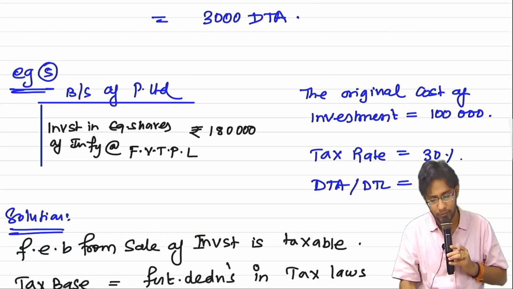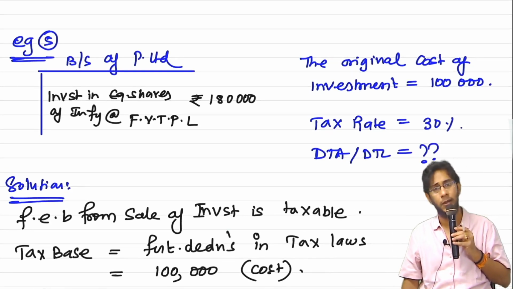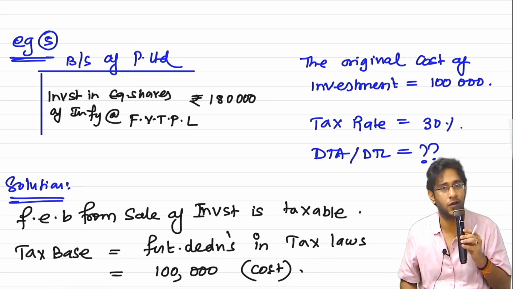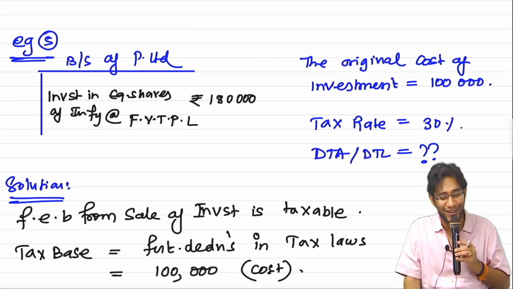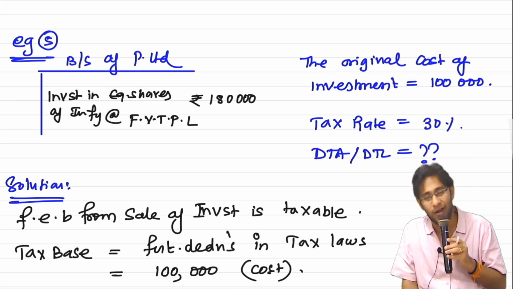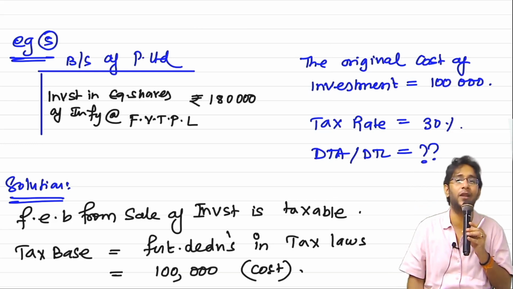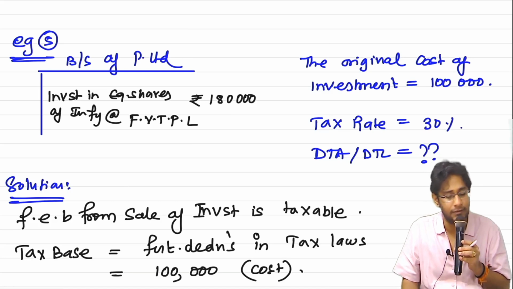Answer this, last one. You have an investment in equity shares of 1,80,000, measured at FVTPL. Which standard? Forgot. This is Ind AS 109. The original cost of investment is 1 lakh. Once upon a time I purchased it for 1 lakh, but in my balance sheet it is appearing at 1,80,000 because of FVTPL. Tax rate is 30%, DTA.